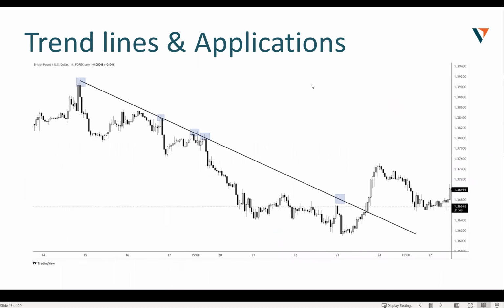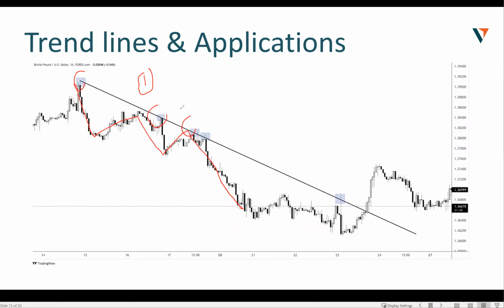Okay, so this is an example of a trend line. In this case, the first thing we want to identify is the general direction of the trend. You can see that we have a bearish move down, lower lows and lower highs being formed. So that's the first step: identify the general direction of the trend. You can see the highs are marked out over here.